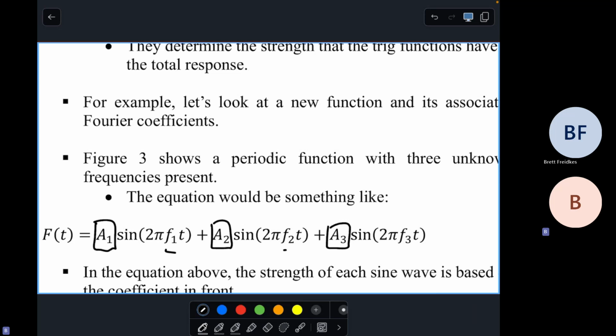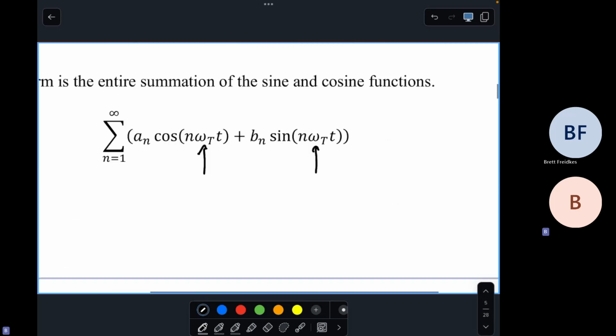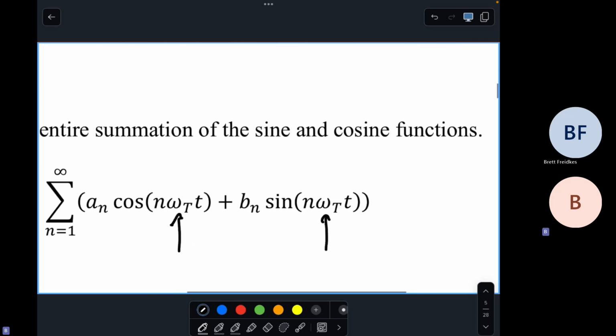And this F1, F2, and F3, how are they related to each other? Thank you. They are frequencies. How are they related to each other more specifically for Fourier series? Let's scroll back up to the definition. No, we already know it's periodic. What'd you say? Not ratios of each other. We see that we have n times omega t. They're multiples of each other.